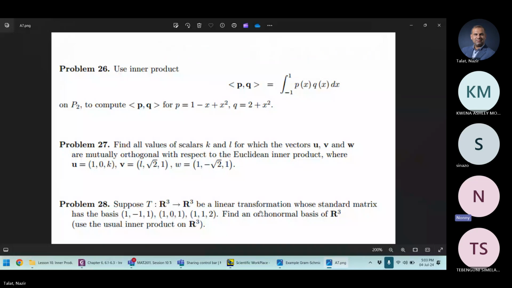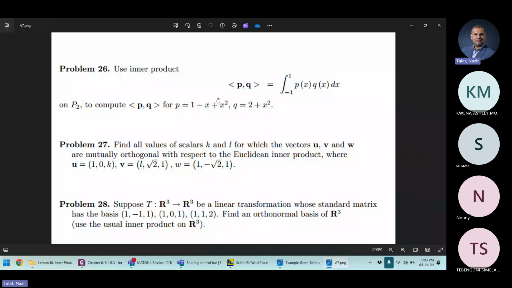Okay, thank you, sir. Have you understood? I'm just saying put the value of P over here. What is the P? P is equal to P of x. Here P means P of x, which is 1 minus x plus x square. So put 1 minus x plus x square over here, and Q is equal to 2 plus x square.